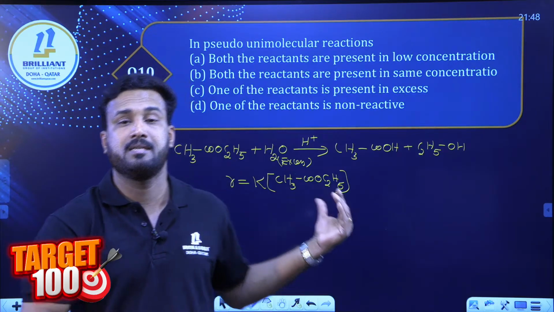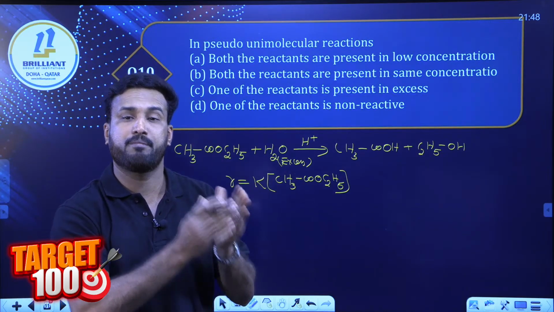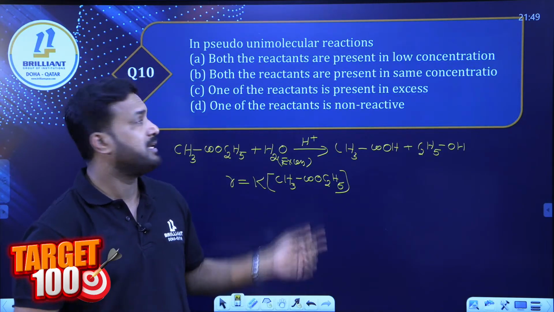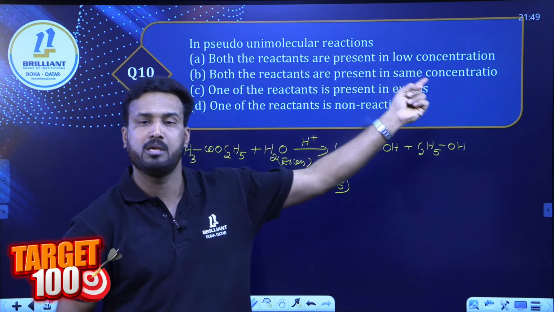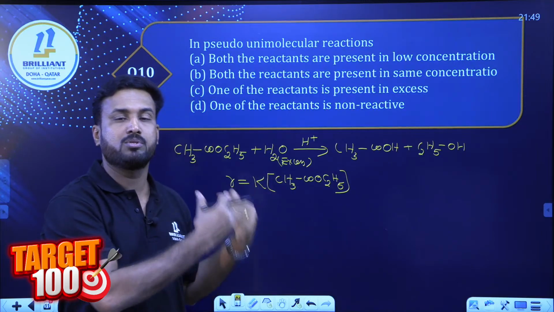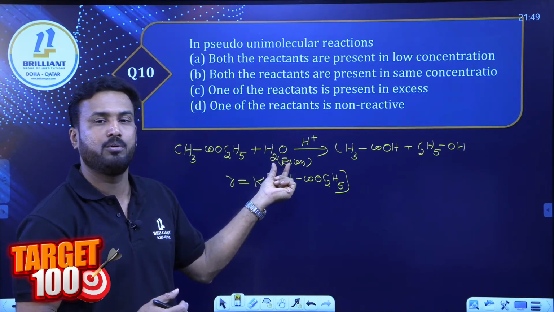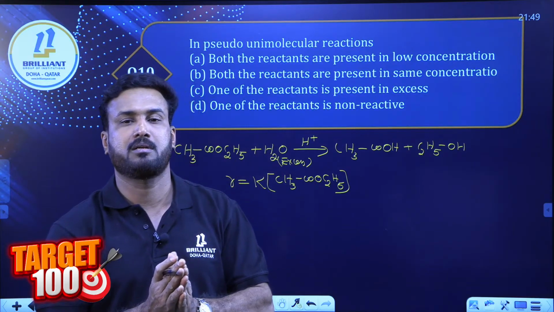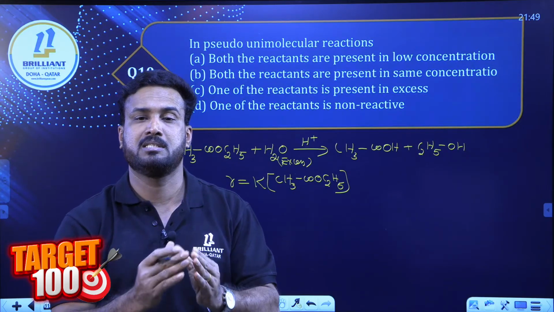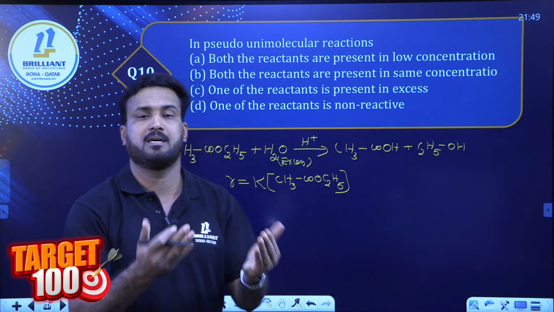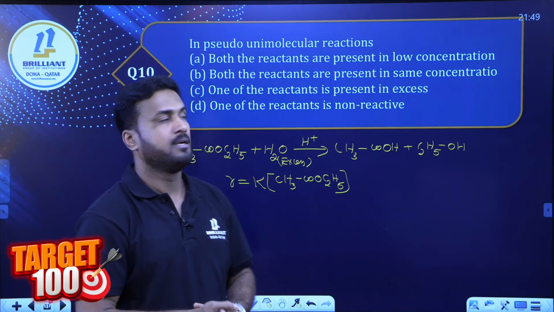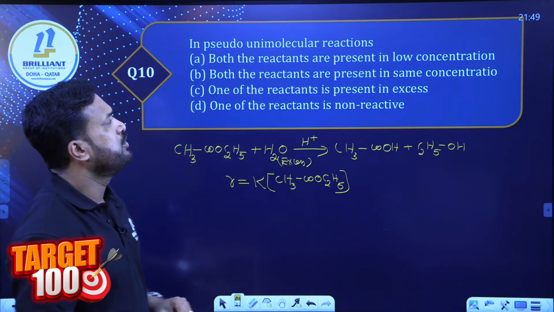That is why this reaction is called a pseudo first order reaction, as well as you can call it pseudo unimolecular. Actually, two molecules are there, but for one of the molecules the concentration change will not be there, or the concentration change is negligible. It will not affect the rate of reaction. So that is a pseudo unimolecular reaction.